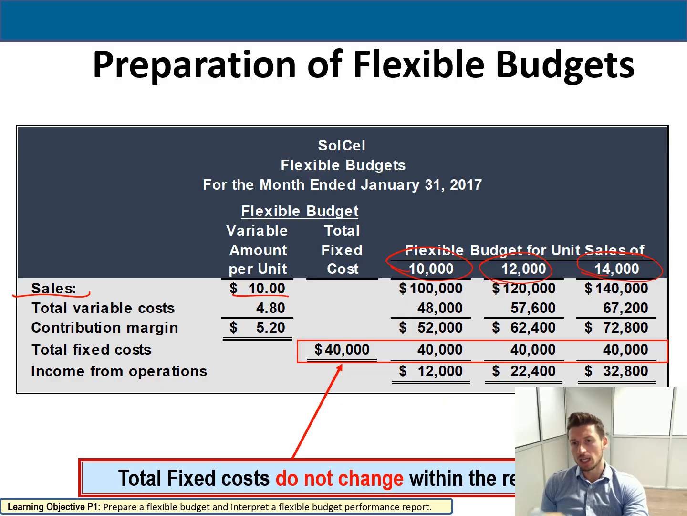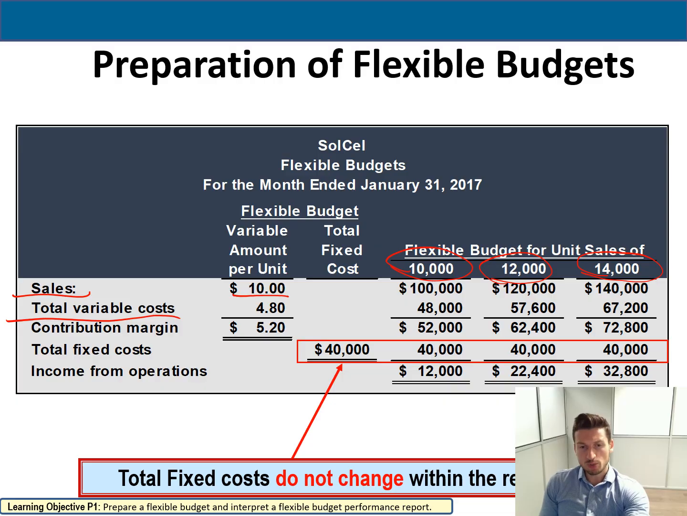Okay. If I sell 12,000, I multiply 12,000 by 10. It's going to be 120,000. If I sell 14,000, I multiply by 10 and I have 140,000. This is the sales part. After that I have total variable costs.